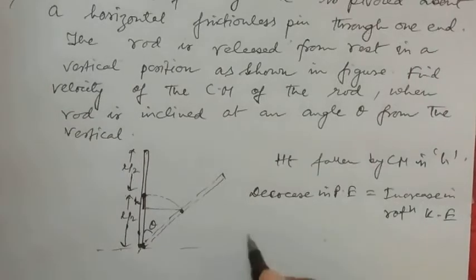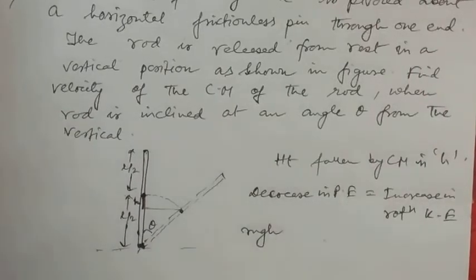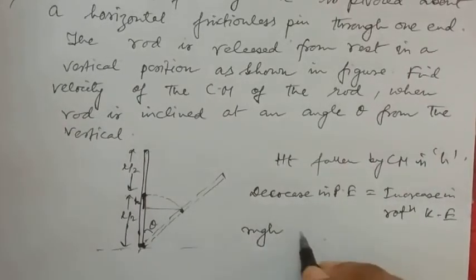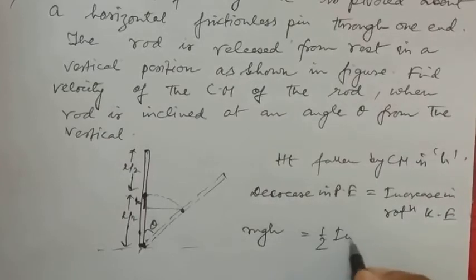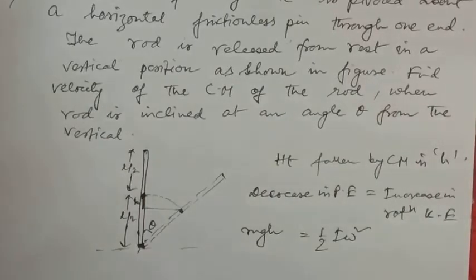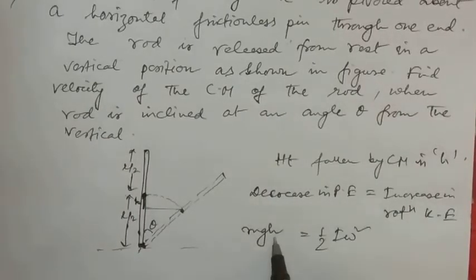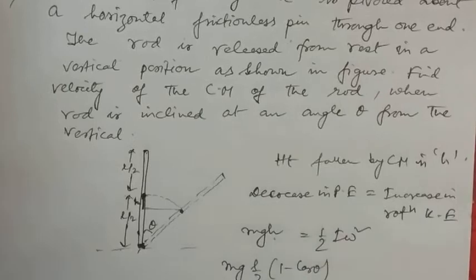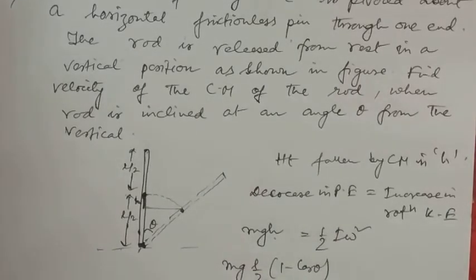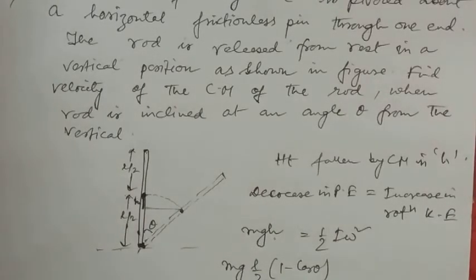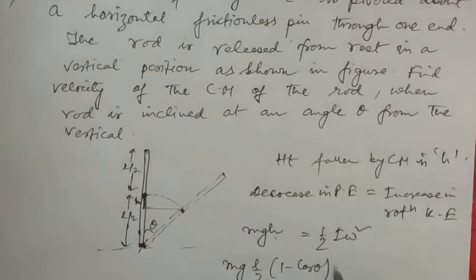Now what is the decrease in potential energy? It is mgh, where h is the distance fallen by the center of mass, and it is equal to half I omega square. Now what is h? We can write h as L by 2 into (1 minus cos theta). And what is I?